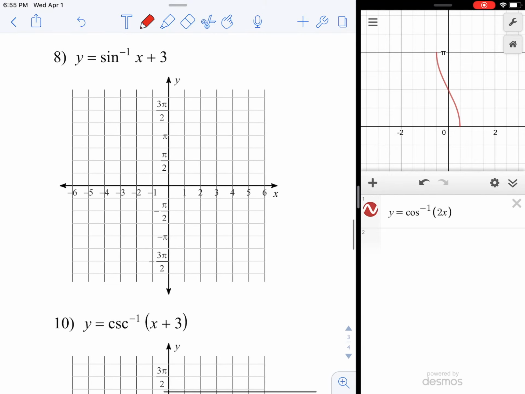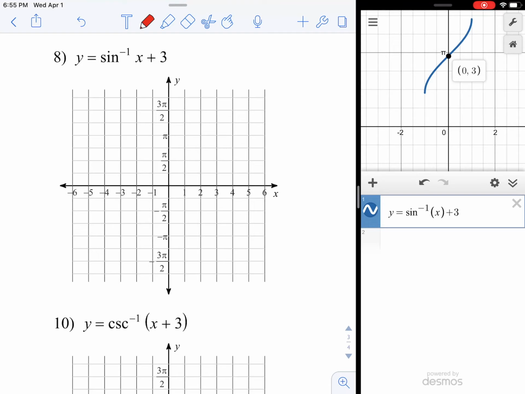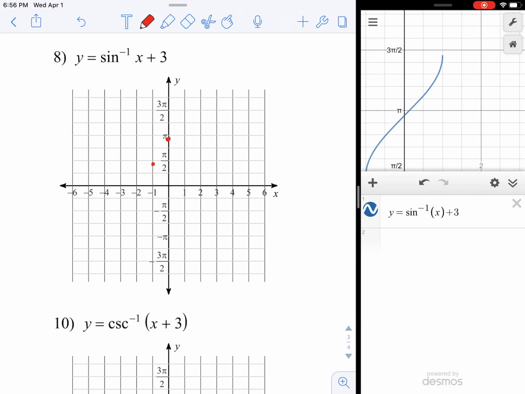Number 8. Inverse sine x plus 3. Y equals function inverse sine x, and then again out of parentheses plus 3. So it has an intercept at 0, 3, which is slightly below pi. Pi is 3.14, so a little bit below that. Where the endpoint's roughly going to be: negative 1, negative 1.4. It's going to be a little bit below pi over 2. And oops, that's kind of hard to see. This one is 1 and then just a little bit under 3 pi over 2. So right about there. Make my little curves. And there it is.